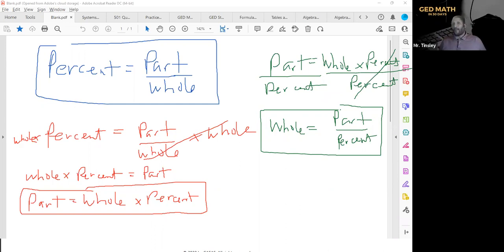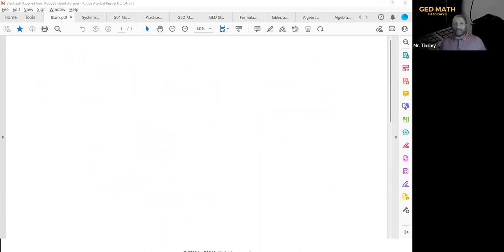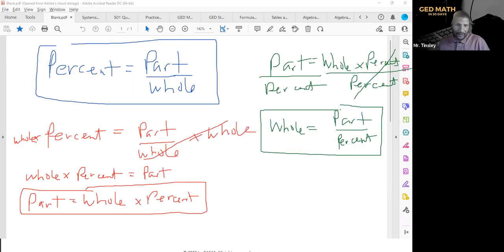Let's do one more practice problem. Oops, let me leave that up there for a little while longer, somebody might've been copying it down. I'm sorry, I'm putting it back up.